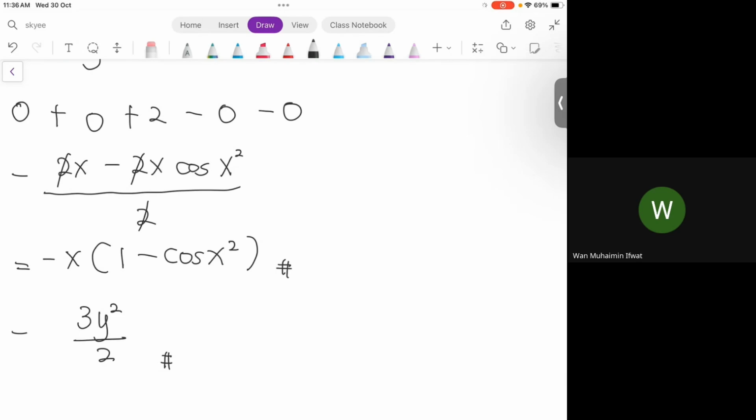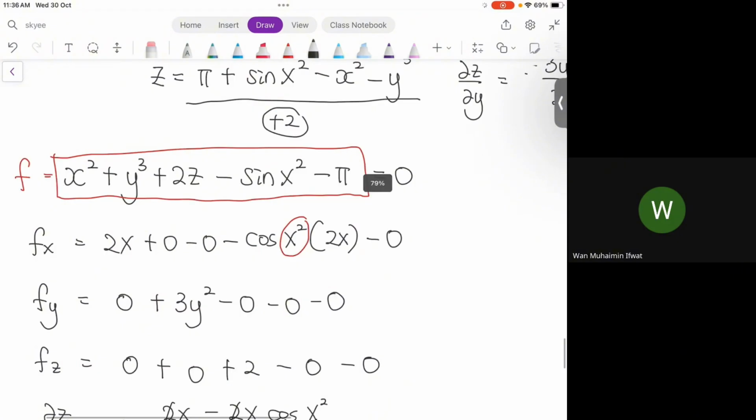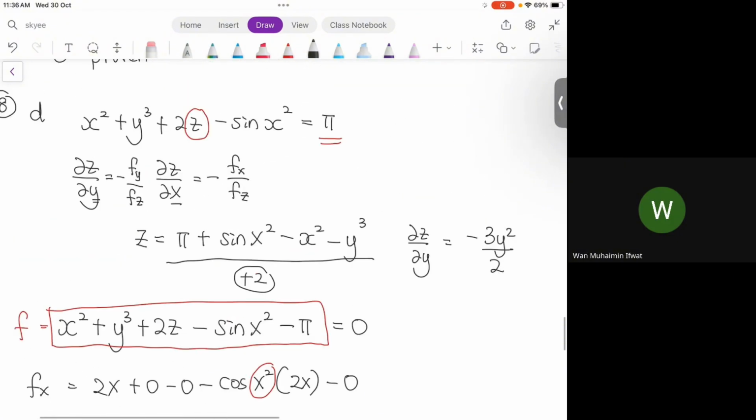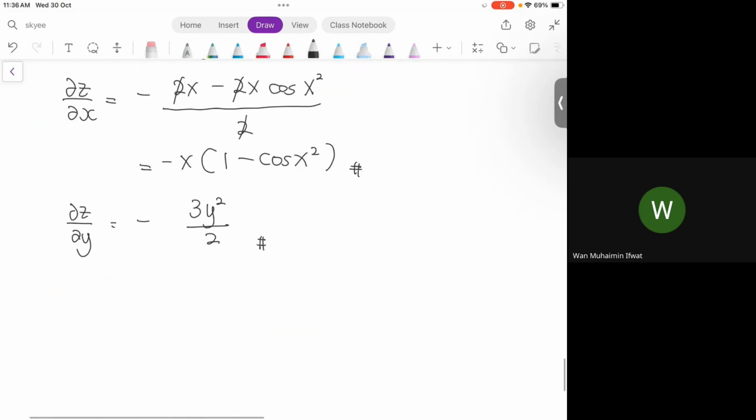So it's optional for you whether you want to solve using implicit or the normal method. For a simple equation you can solve using the normal method, but for a complicated one, for example like question 8c, we go to question 8c.